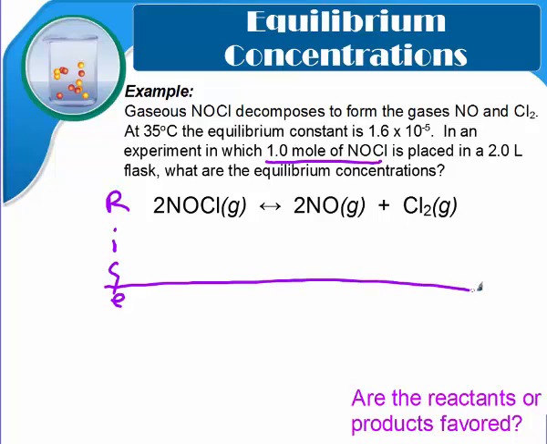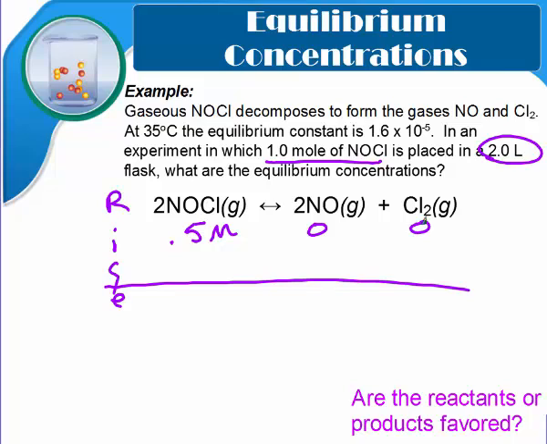And that stands for reaction. So we have our balanced reaction. I should be our initial concentration. It's a 2-liter flask, so 1 divided by 2 is 0.5 molarity. They didn't say anything about NO or chlorine, so those are initially 0.